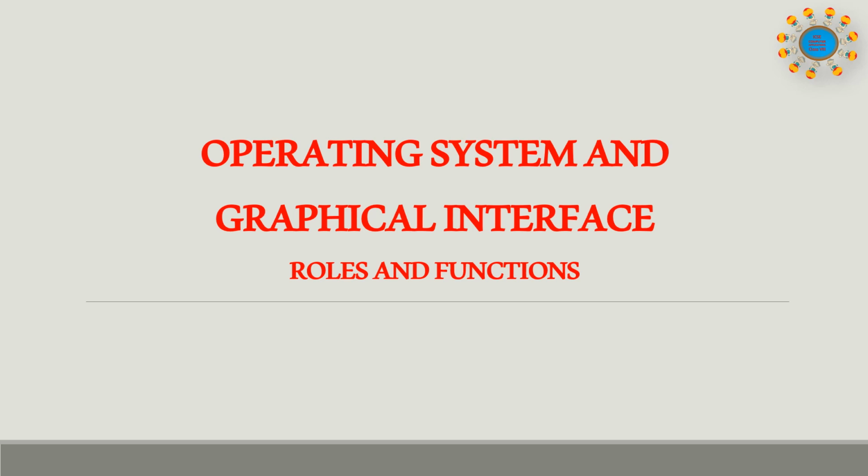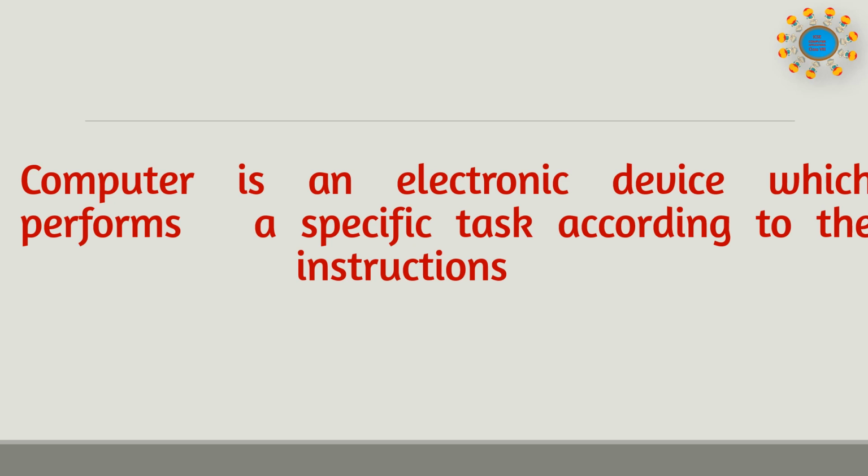First of all, we can see what is the definition of a computer. Computer is an electronic device which performs a specific task according to the instructions. We as the programmer or we as the user, we are giving the instruction to the computer either by clicking the mouse for the particular application, otherwise by writing the program. The computer is the electronic device which performs the specific task according to the instruction given by us.